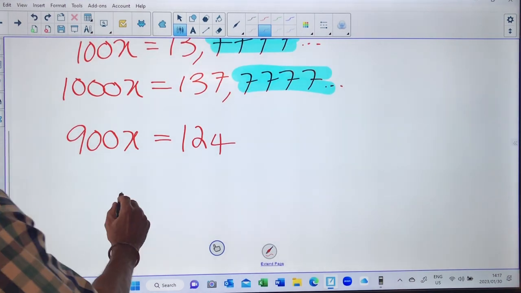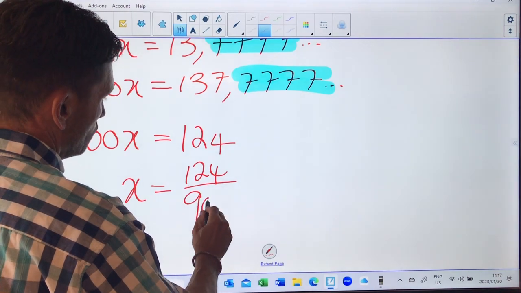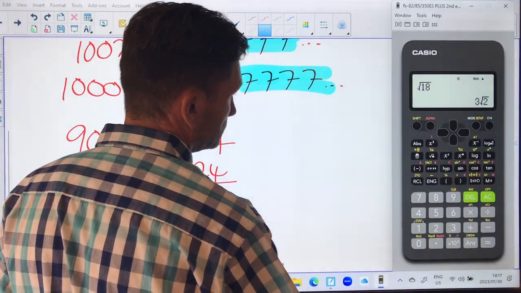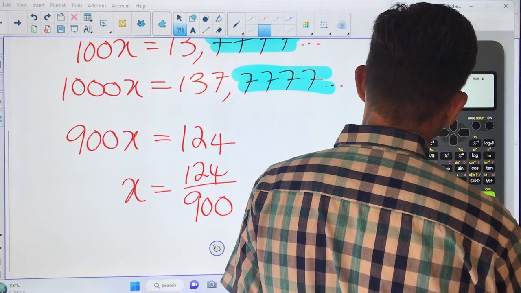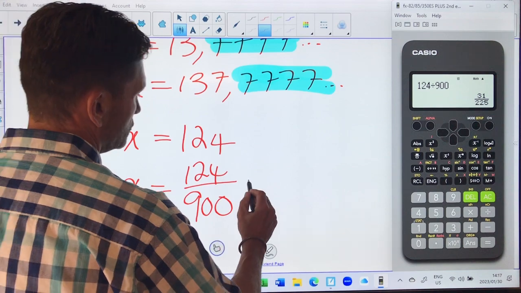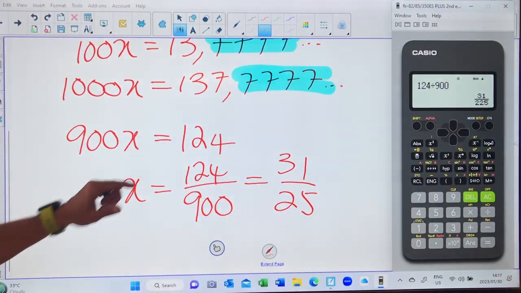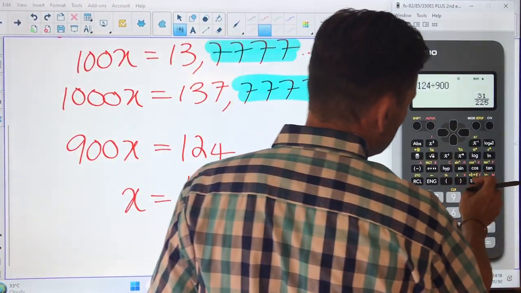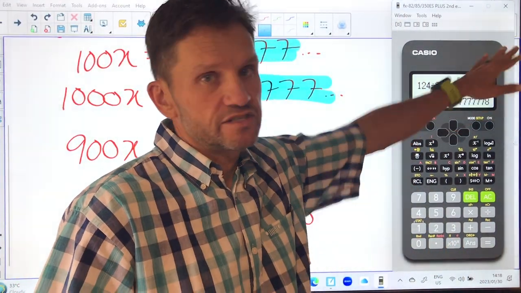And then I need to simplify this, and this is 124 over 900. So using the calculator, I will punch it in like that, 124 divided by 900, and that simplifies it to become 31 over 225. Now just to check that I have the correct answer, on the calculator I press the SD button just to confirm that, and there you can see we have the 0,13777 and so on.